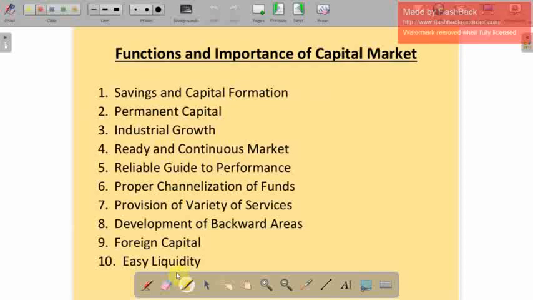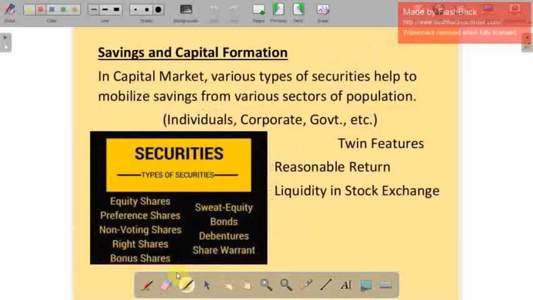The first one, functions and importance of capital markets. So totally 10 functions and importance of capital markets are there. One by one, we are going to see. The first one, savings and capital formation.